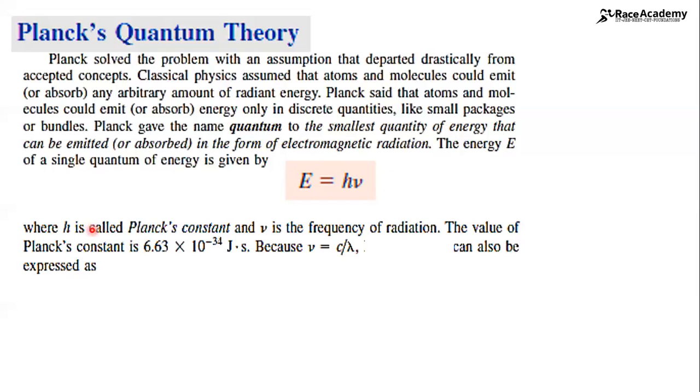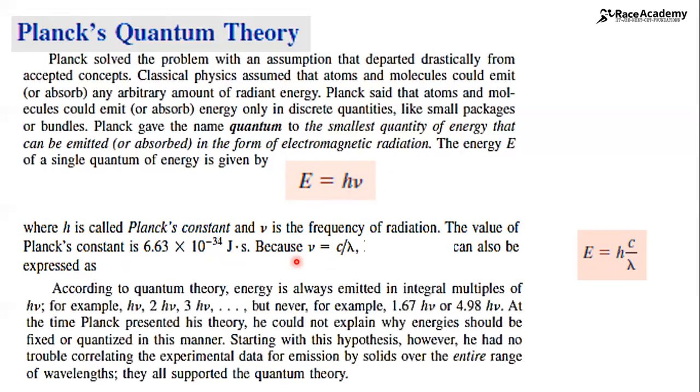Here h is Planck's constant, equal to 6.63 times 10 to the power of minus 34 joule second, and you can also write it in erg second. Because nu is equal to c by lambda, you can also modify this to E equals hc by lambda. From this theory, energy is always emitted in integral multiples, that is h nu, 2 h nu, 3 h nu, but never 1.67 h nu or 4.98 h nu. It should be integral multiples, and that's why it is called quantization theory.